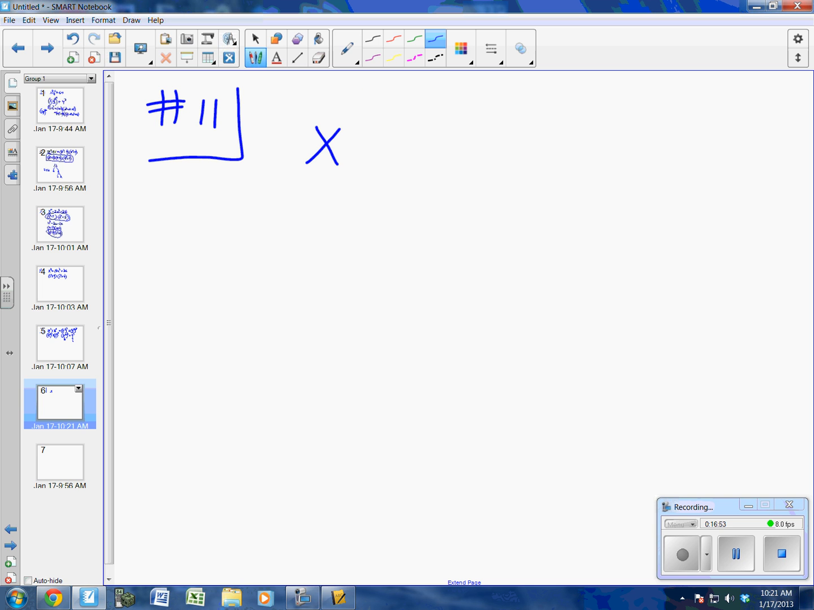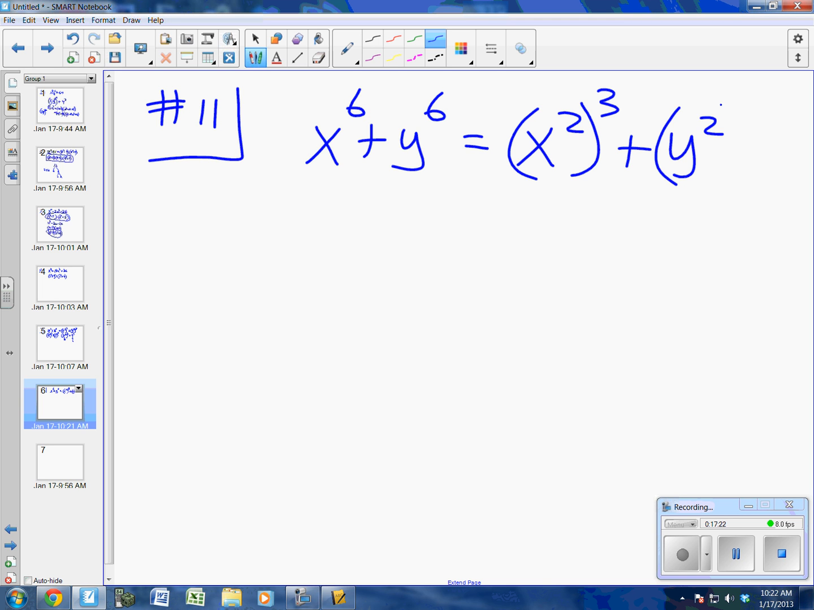Number 11 is x to the 6th plus y to the 6th. We've got to write it as a cube, right? So what's the cube root of x to the 6th? It's x squared, because x squared times x squared times x squared makes x to the 6th. So we're going to write x squared cubed. And what's the cube root of y to the 6th? Y squared. So we're going to write y squared to the 3rd power.